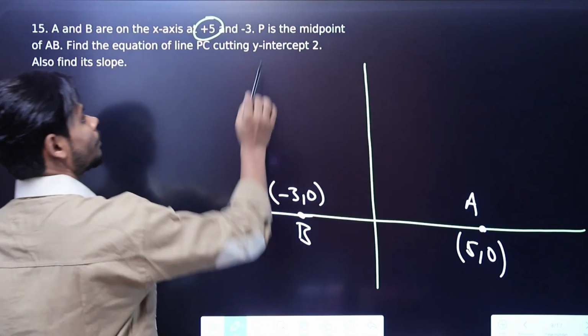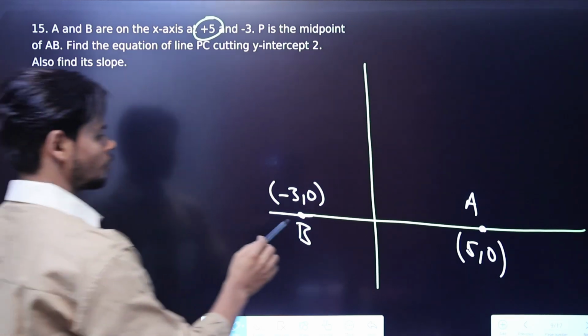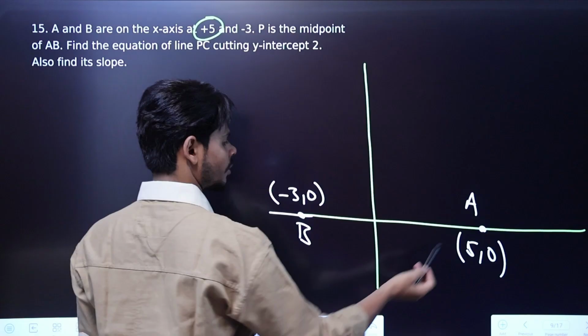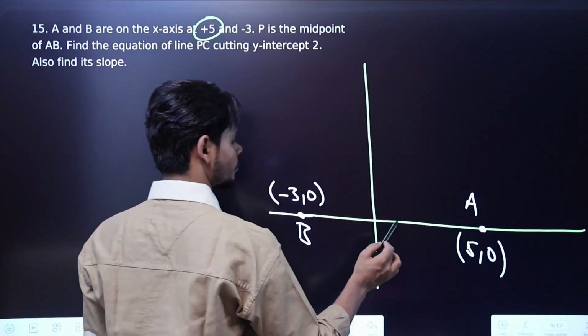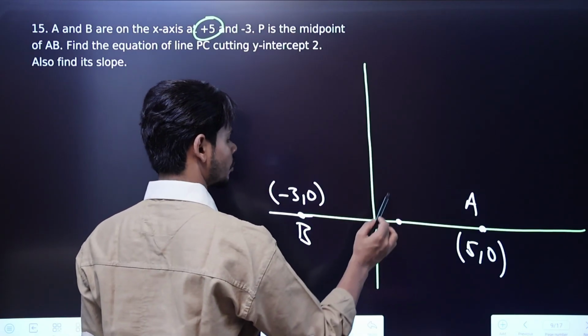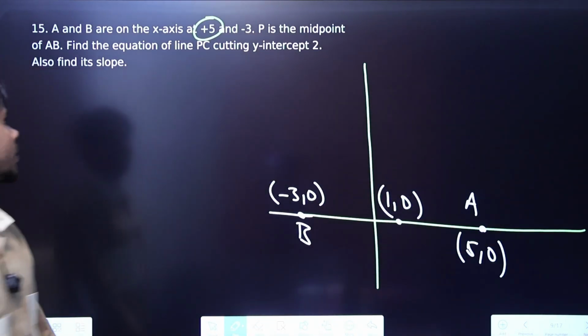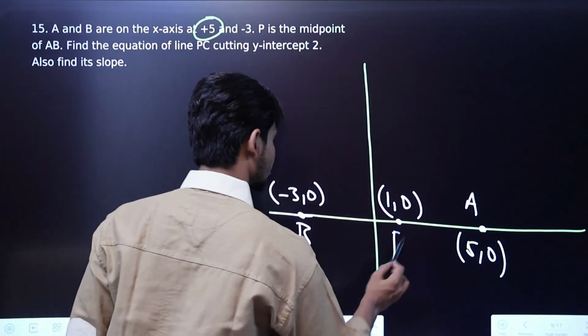This is point B. P is the midpoint of AB. What will be the midpoint of A and B? So this plus this, it will become 2, 2 by 2, which is 1. I already explained it to you, so it will be (1, 0), 0 plus 0 divided by 2, 0. So this is the midpoint and this point is P.